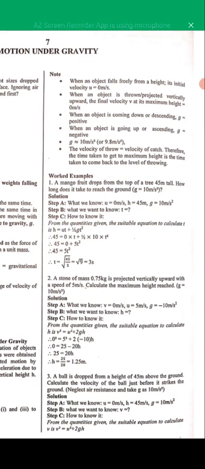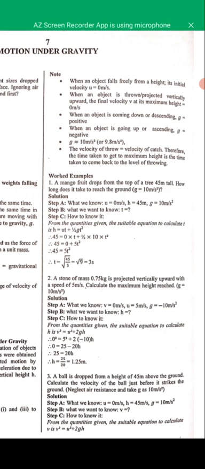So let's quickly look at 2 examples and then we'll move on. Example 1. A mango fruit drops from the top of a tree 45 meters tall. So that means the height of the tree is 45 meters. How long does it take to reach the ground?